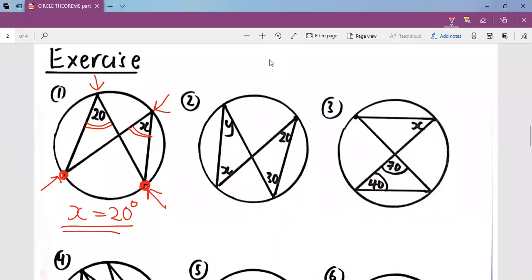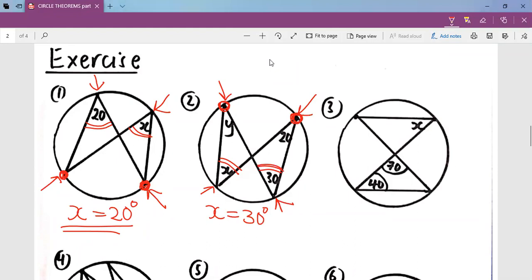Let's go to number 2. This X there is formed by this line, this corner, and this corner. So these 2 points and this one, they are forming X. But again, these same points are forming 30 at the circumference here. Therefore, they must be equal because the 2 are formed by the same points at the circumference. Therefore, X will be 30.